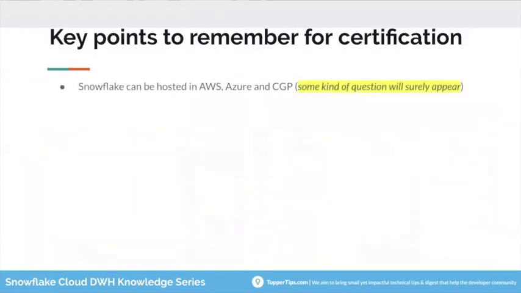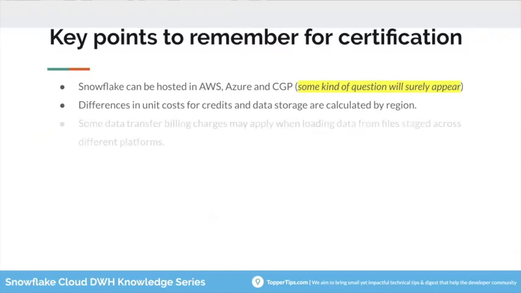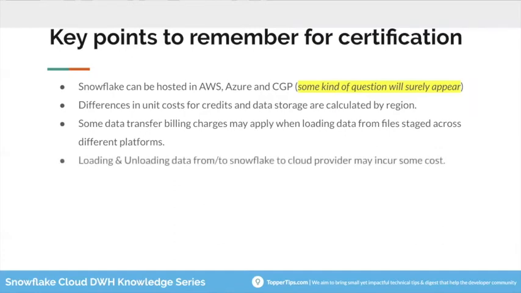So let's talk quickly about the key points. Snowflake can be hosted on all three major cloud platforms. Some kind of question will surely come. Differences in unit cost for credit and data storage are calculated by region, not by any other factor. Some data transfer billing charges may apply when loading data from the file stage across different platforms. So you might have staged your file in Google Cloud and you're accessing it from AWS. So there would be some network charges applied. However, it would not be very high. Loading and unloading data from and to Snowflake to a cloud provider may incur some cost. So important thing to remember.